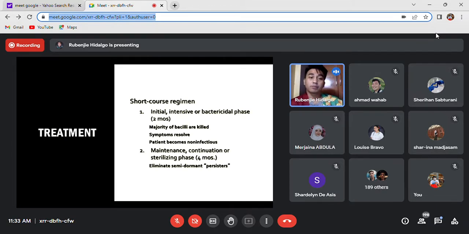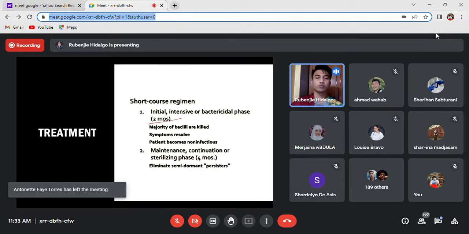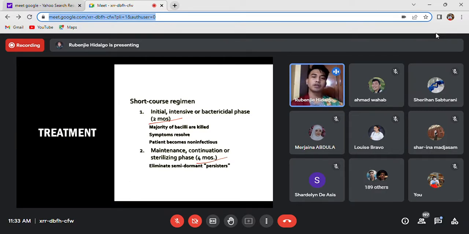So let's talk about the treatment regimen for pulmonary tuberculosis. The standard is 6 months to 9 months. So yung 6 months na yun is divided into two phases. You have the first 2 months, and the continuing 4 months. So anong ginagawa sa 2 months? 'Di ba? 6 months siya.